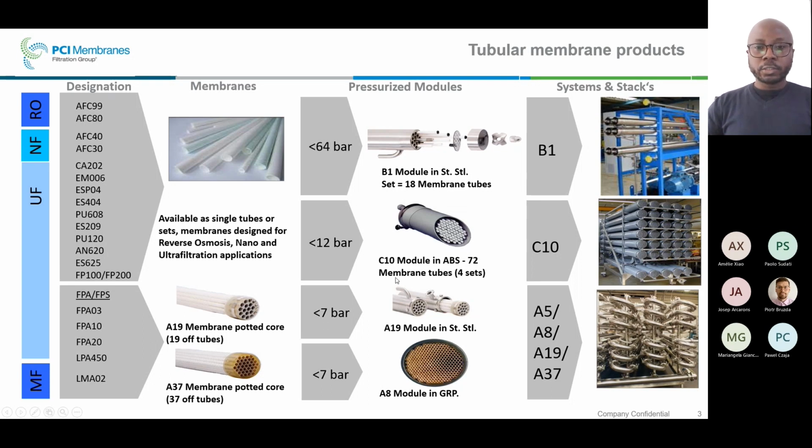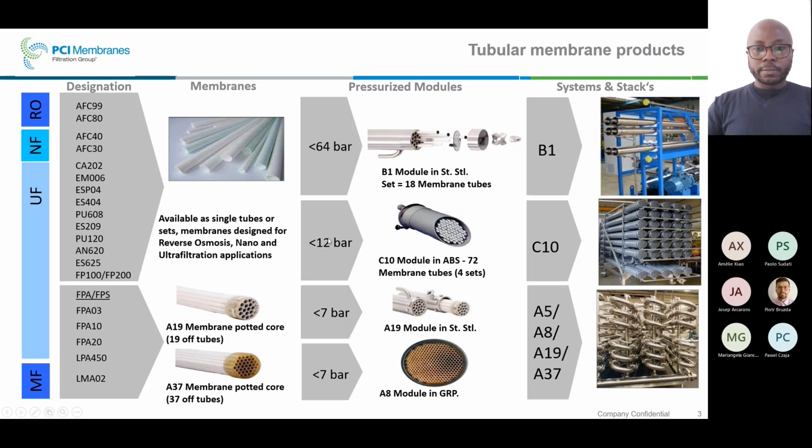The other classification could be based on the pressure limitations on this membrane type. For the A series, we're looking at low pressure applications, basically around 7 bar for the loose tube, which are supported at each end with epoxy resin, and then inserted into a housing. In some cases, it might be stainless steel for the A5, A19, A37, and then we might also have a housing in GRP for the A8.